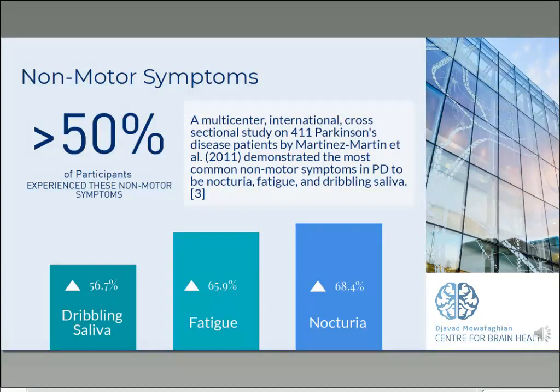In the same study, Martinez-Martin et al. also uncovered common non-motor symptoms of PD. The most common non-motor symptoms described in this study include nocturia, which is getting up throughout the night to urinate, fatigue, and dribbling saliva. Greater than half of the study population experienced these non-motor symptoms.